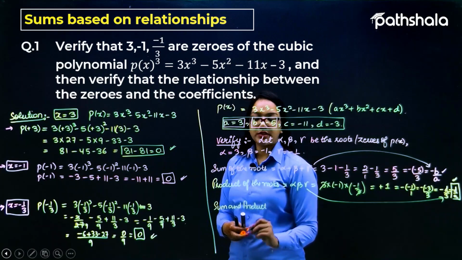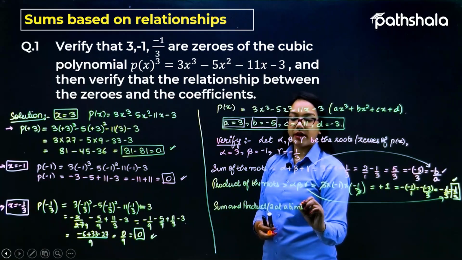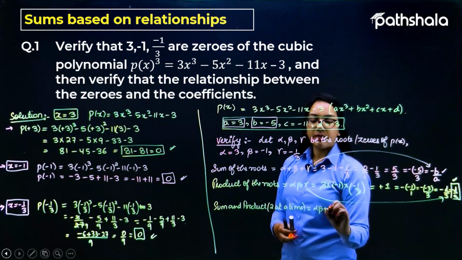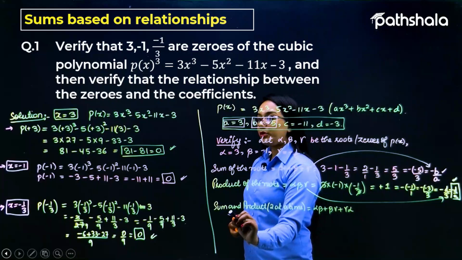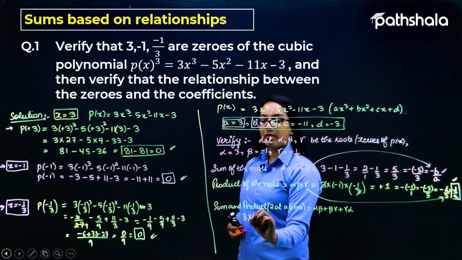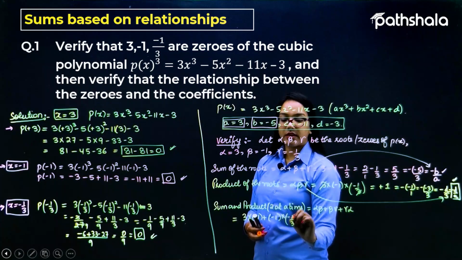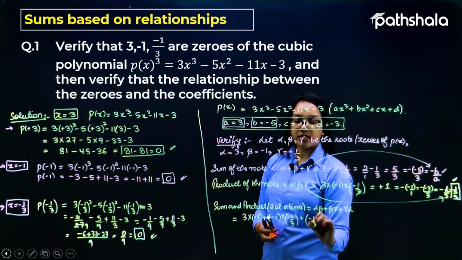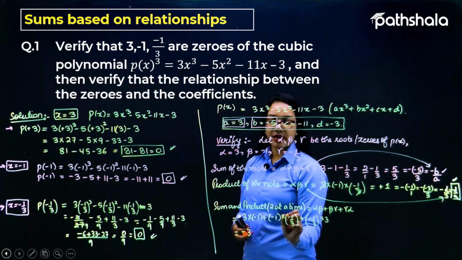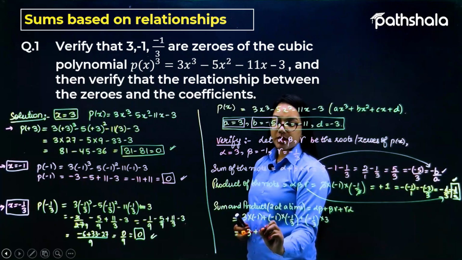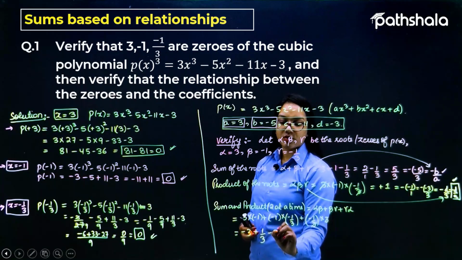Now let's just talk about taking the sum and product 2 at a time. So this was alpha beta plus beta gamma plus gamma alpha. So alpha into beta, this is nothing but 3 into minus 1, plus minus 1 into minus 1 by 3, plus minus 1 by 3 into 3. Now let's just solve it. It is minus 3, minus into minus is plus, so this is plus 1 by 3.